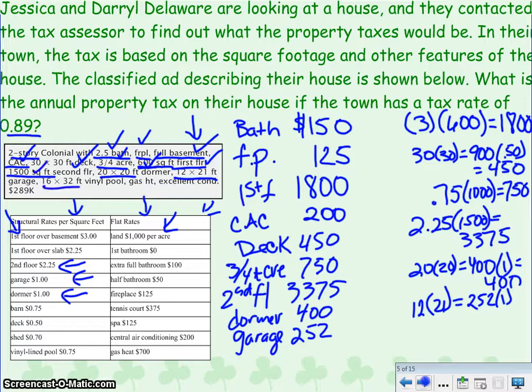I have a 16 by 32 foot vinyl pool. So 16 by 32 vinyl pool. And if I look at that, it's 75 cents for each. So that equals 512 times the 0.75, which is $384 for the pool. Last, it has gas heat, which is $700.